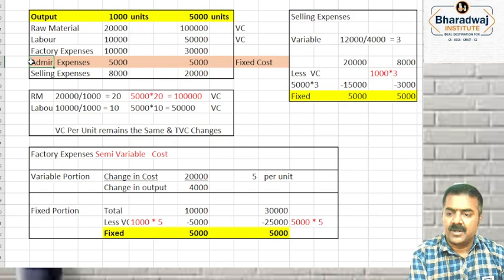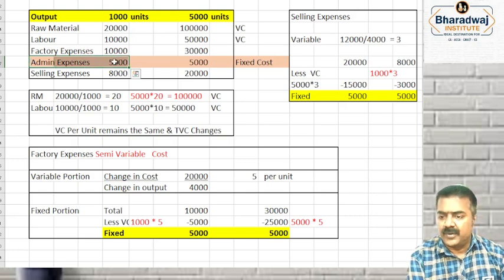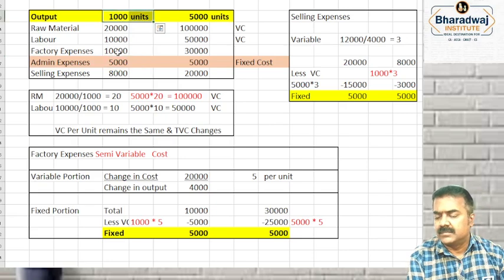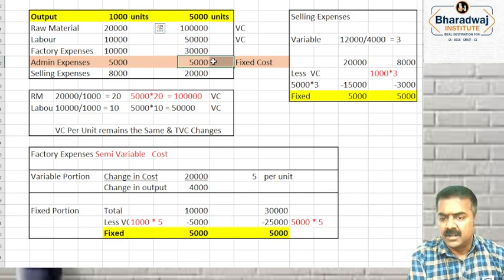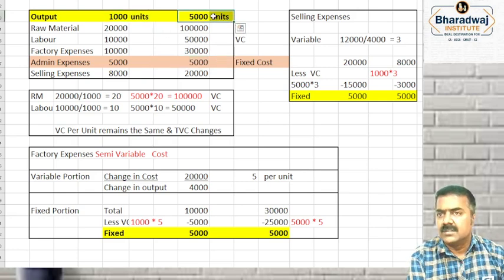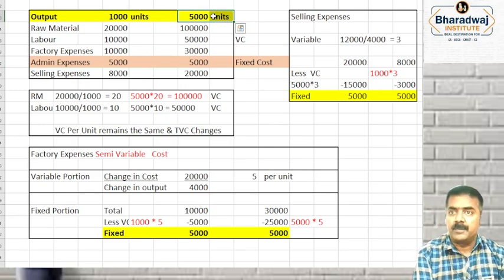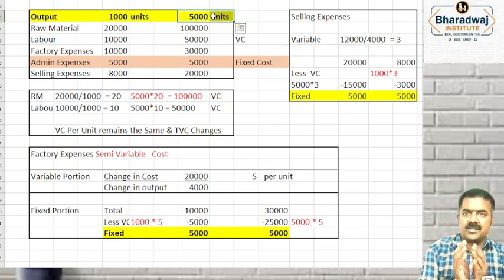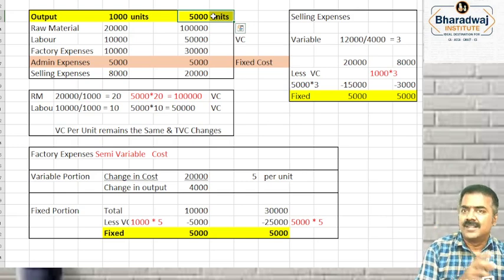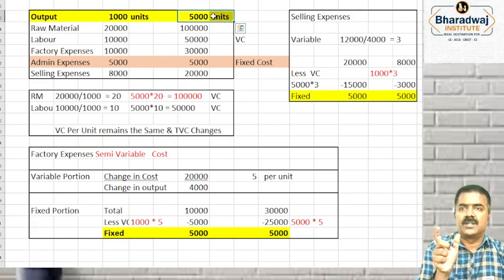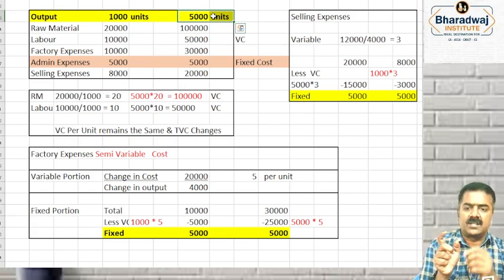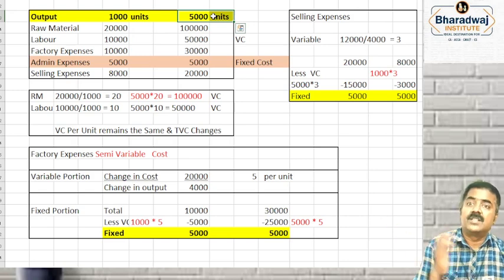Then what will happen to fixed cost per unit? 5,000 by 1,000. What is fixed cost per unit? 5 rupees. 5,000 by 5,000. What is fixed cost per unit? 1 rupee per unit. Simple. Fixed cost total will remain same, but per unit it will change. Why? Same fixed cost divided by 1,000 is 5 rupees. Same fixed cost divided by 5,000 is 1 rupee. So it will change with output.